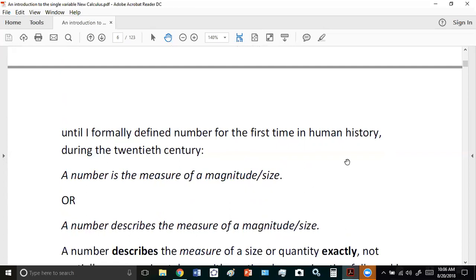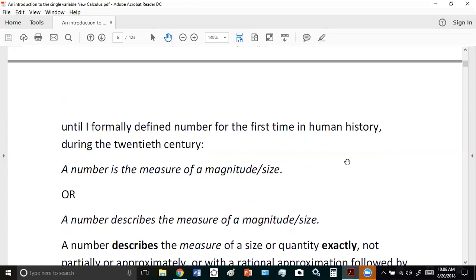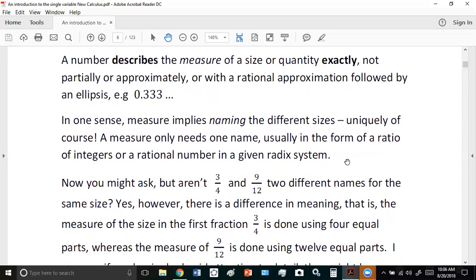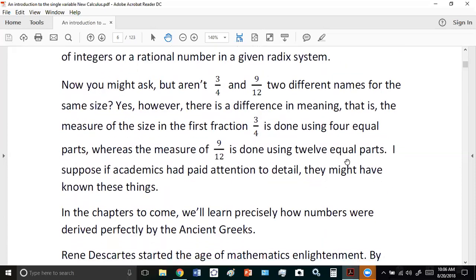Okay, so a magnitude isn't a number. A number is the measure of a magnitude. And in this book, I show you how to perfectly derive number in subsequent chapters. But this is pretty important because this is something that hasn't been understood by the orangutans who came before me. They've never understood fractions. They don't even have a clue what is a fraction.